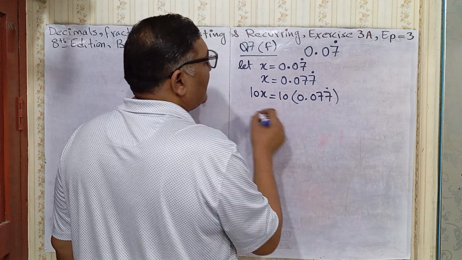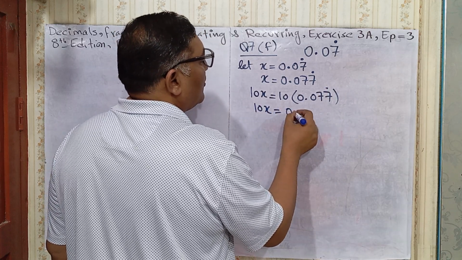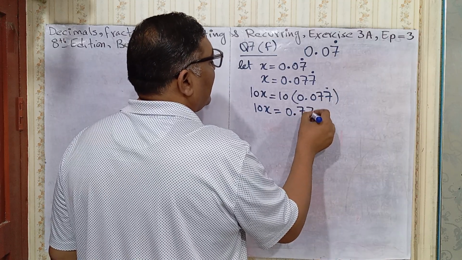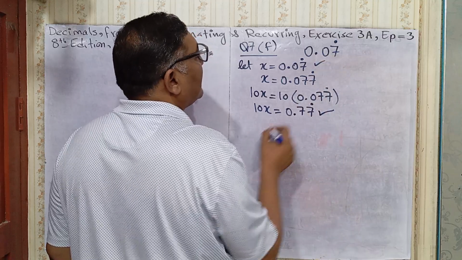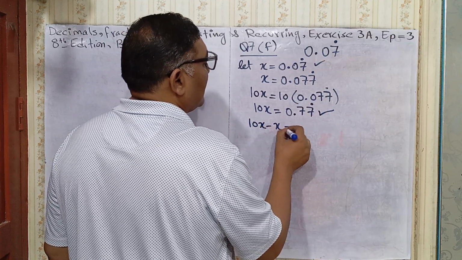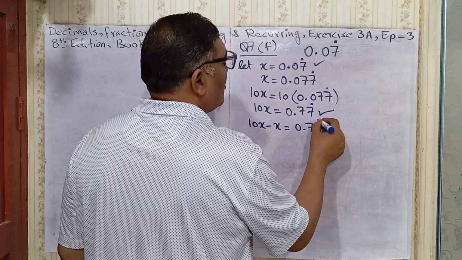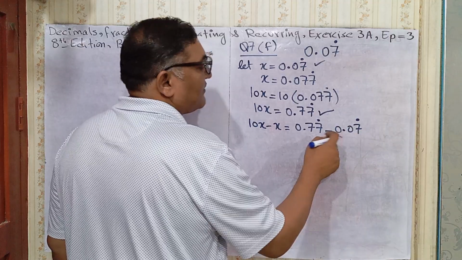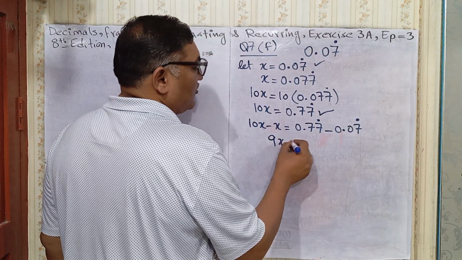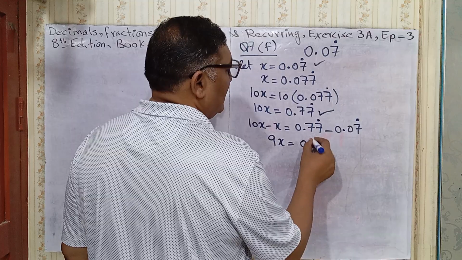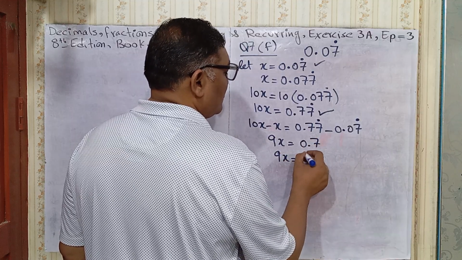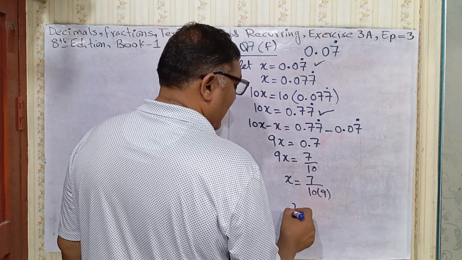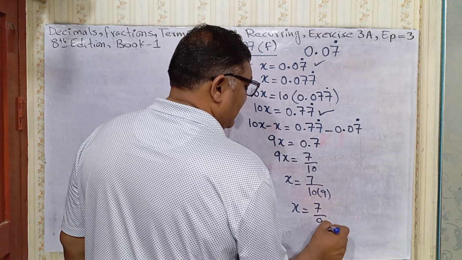0.077 with a dot on it. So this becomes 10x equals 0.77 dot. From here I will subtract this. So you will have 10x minus x equals 0.77 dot minus 0.07 dot. Now you can see they are on the same decimal places. So this will be 9x equals 0.7. So 9x will be equal to 7 by 10, and x will be equal to 7 by 10 times 9, and x will be equal to 7 by 90.